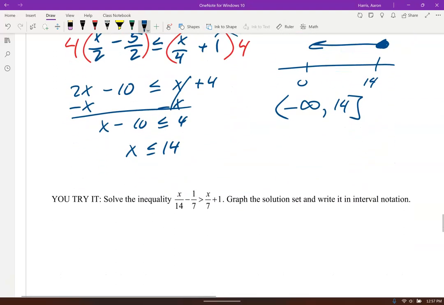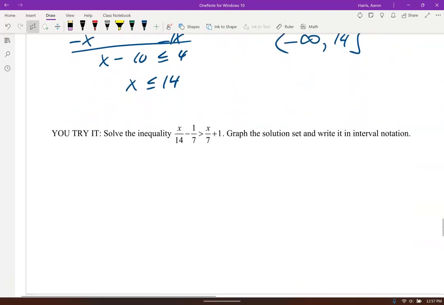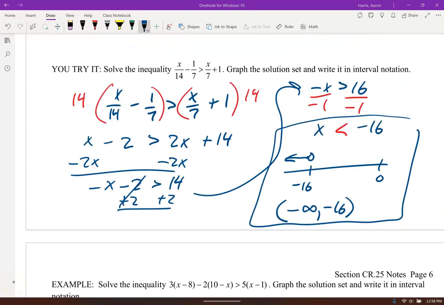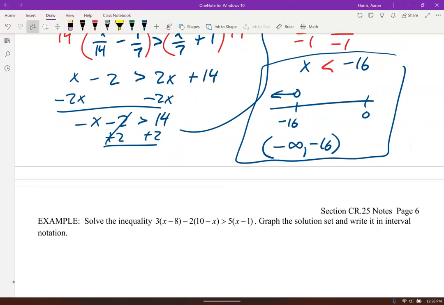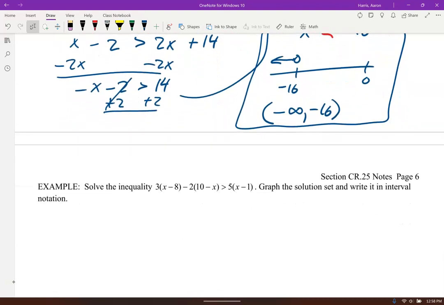All right, similarly for this one, go ahead and pause that and try. And there's our solution for that one. You guys, x is less than negative 16. Again, you've got to switch the sense of that inequality with the way that I solve that. One more, and then we'll get into compound inequalities here.